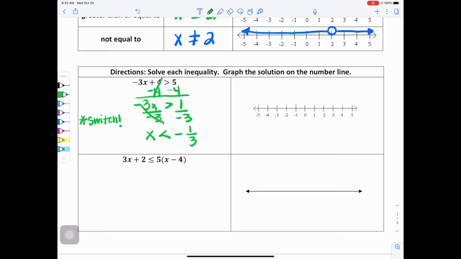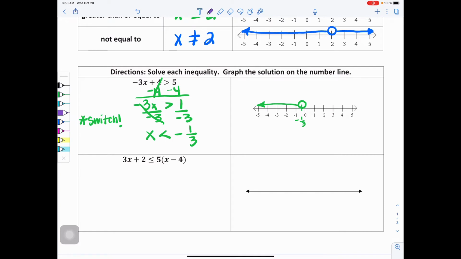Now on the number line, this first one I'm giving you a number line that's already filled in. Sometimes that will happen. So if it's already filled in, you can go right to the part where you are locating negative 1/3. Now negative 1/3 is going to be between 0 and negative 1, 1/3 of the way to the left of 0. So I'm going to draw a line in there and label it as negative 1/3. It is less than, so it's an open circle. And then I'm going to go to the left because that's where the numbers are less than negative 1/3.